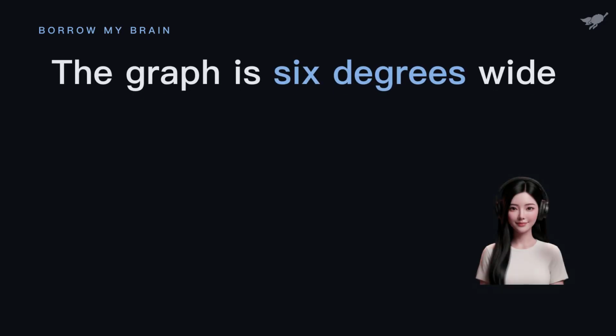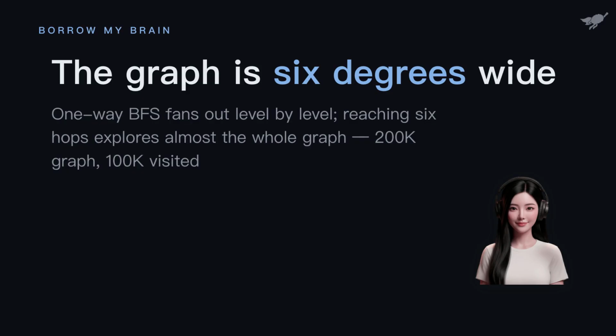Here's the problem. The social graph is 6 degrees of separation. To reach someone 6 hops out, BFS has to sweep half the graph. On a 200,000 person graph, it visited 100,000 nodes. Scale that to 100 million users, and it's a disaster.